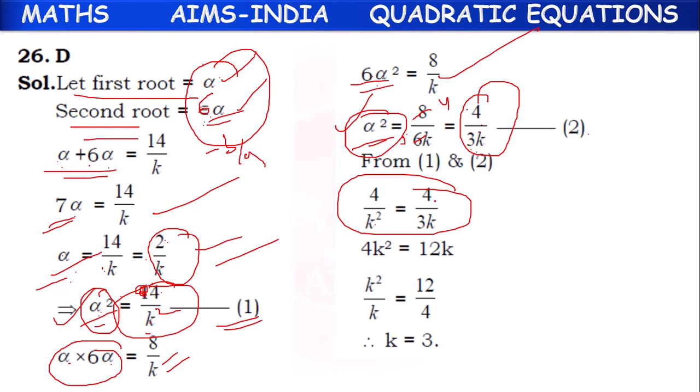Or k square will come here. 3 will go here. K square into 4, 4k square. 3 into 4, 12k. So next 4 will come down. K will come down. K square by k equal to 12 by 4. K cancels, k will remain. 4 threes are 12. K equal to 3 is the answer.